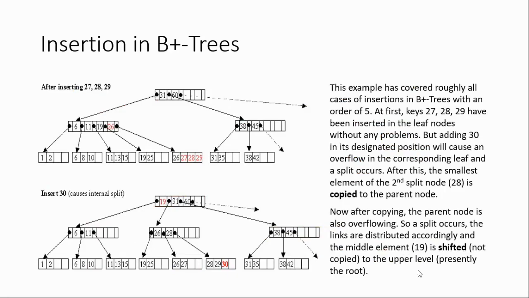So let's come to the example. This is a very concise example that covers almost all, most of the cases of insertion. Here you can see that this is a B plus tree where the internal nodes have an order of 5. Here there are 5 positions, and the leaves have an order of 4.